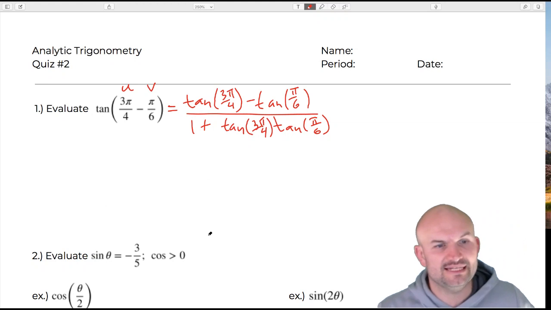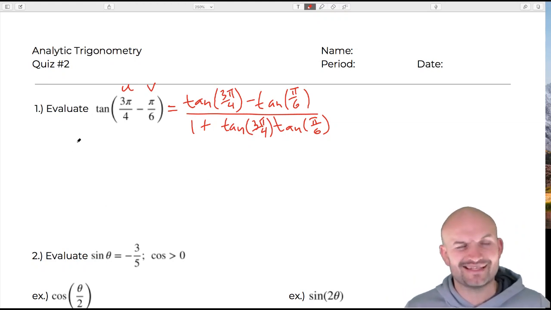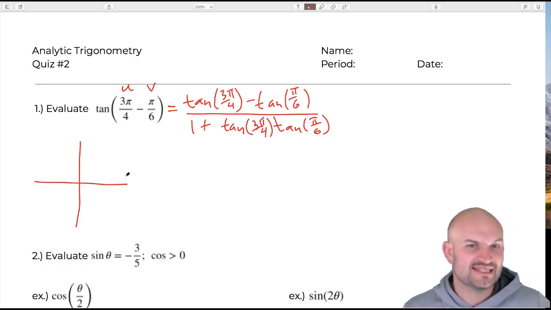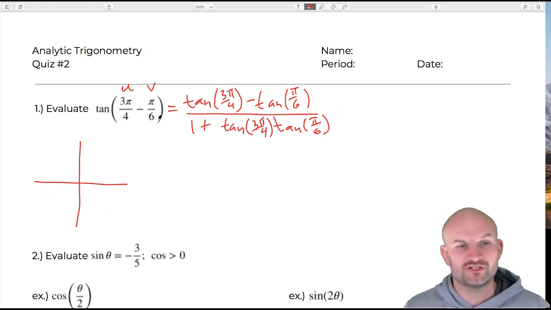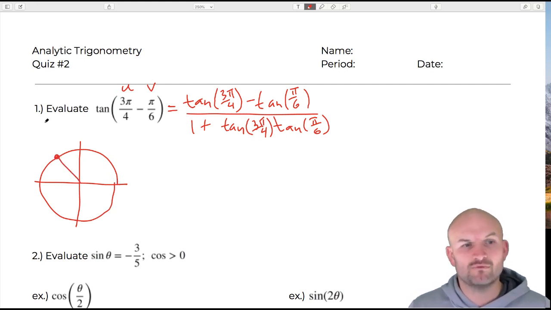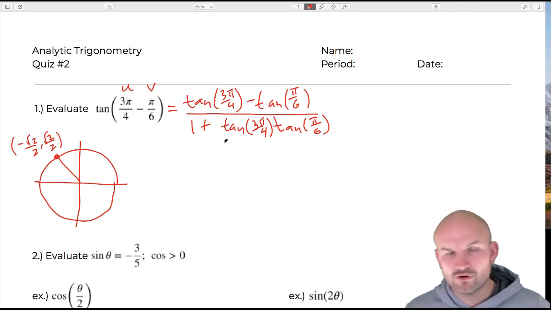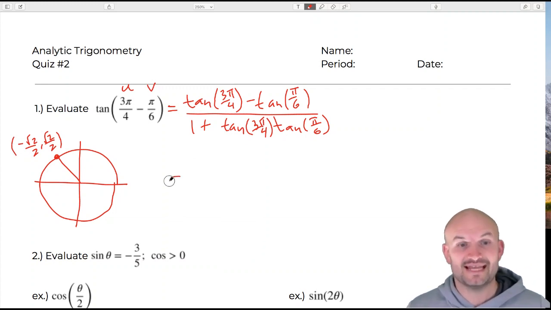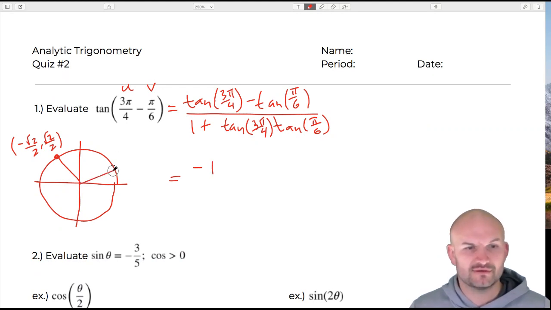Now, the next step, where some students made mistakes, is to just evaluate it. This is just going to the unit circle, asking what is the tangent of 3 pi over 4? Remember, 3 pi over 4 is here. Tangent is the y coordinate over the x coordinate. That point is negative square root of 2 over 2, comma square root of 2 over 2. So when you take the y coordinate over the x coordinate, that's going to be negative 1. And for pi over 6, it's this coordinate point right there, and remember, that's square root of 3 over 2, comma 1/2.